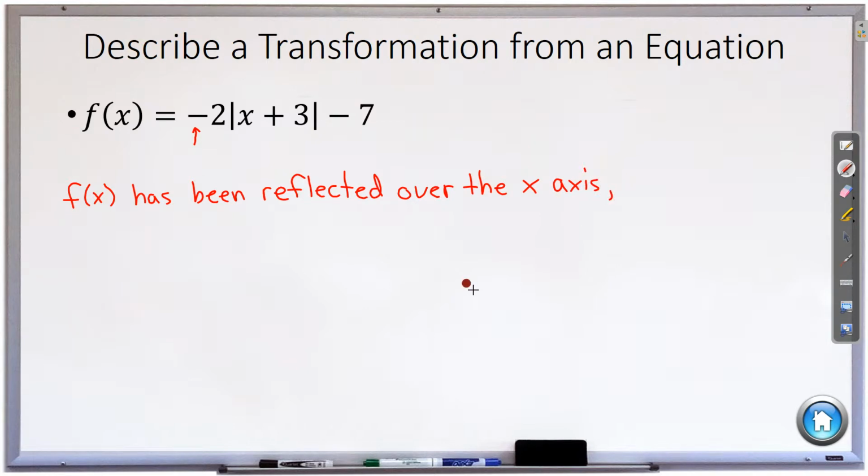All right, what else has happened? The 2. Well, we know that controls a stretch, so we have been stretched by 2. Now let's see, the 3. That is our side to side. So we've gone side to side 3. The plus means we went to the left. Remember, a slide is called a translation. So we were translated three units left.